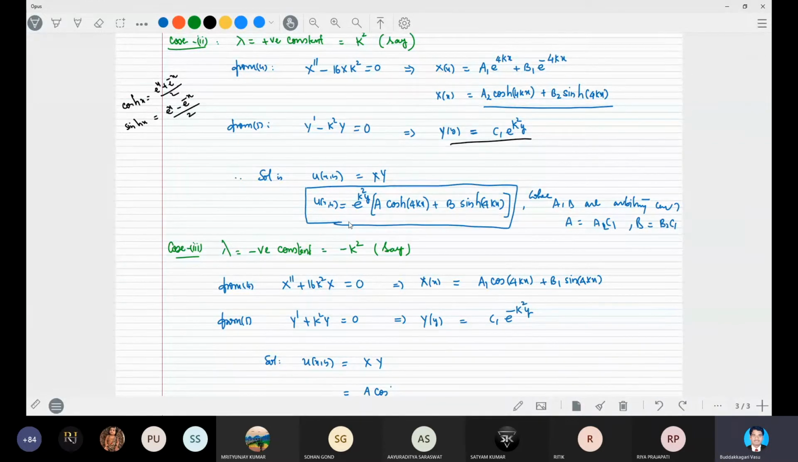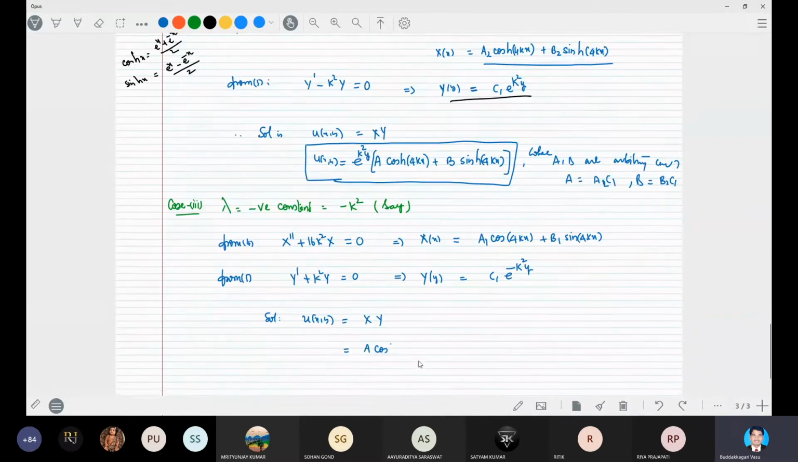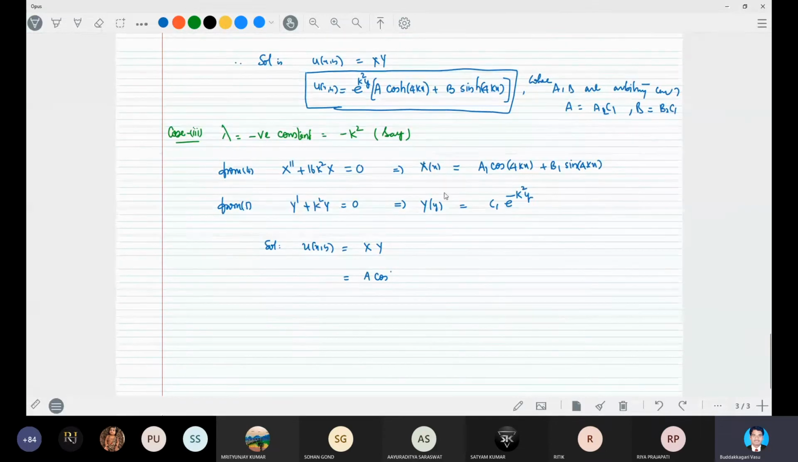Here also X into Y. With these constants, a1 into c1 will be another new arbitrary constant, capital A, we assume, and b1 into c1 will be B. Okay, therefore A into cos 4kx plus B into sin 4kx into e power minus k square y. This is u of x comma y.